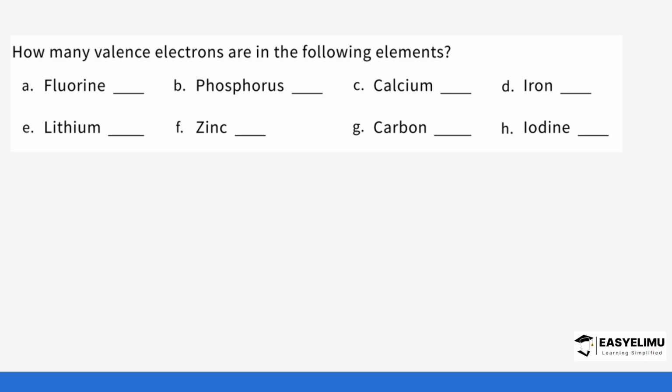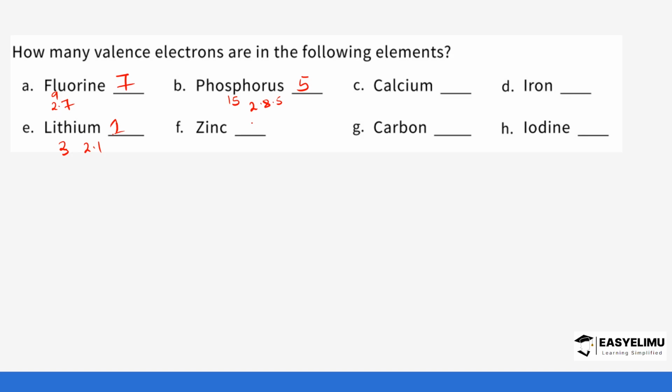How many valence electrons are in the following elements? Fluorine is atomic number 9, so it's 2.7. So we have 7 valence electrons. Lithium is atomic number 3, so it has 2.1, which means it has 1 valence electron. Phosphorus is atomic number 15, so it has 2.8.5, so it has 5 valence electrons.